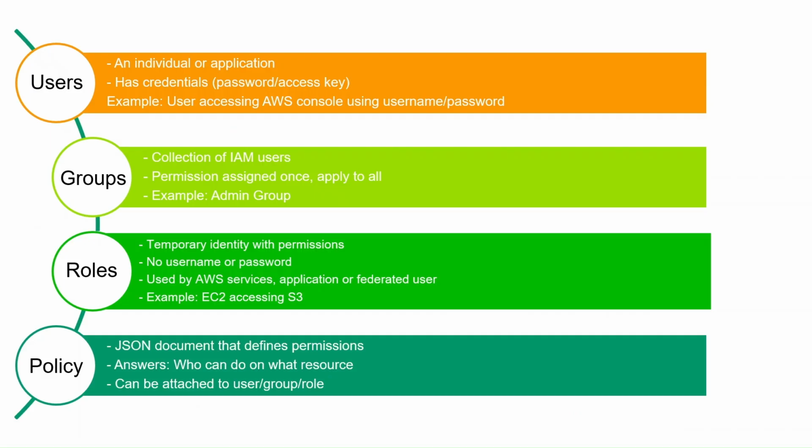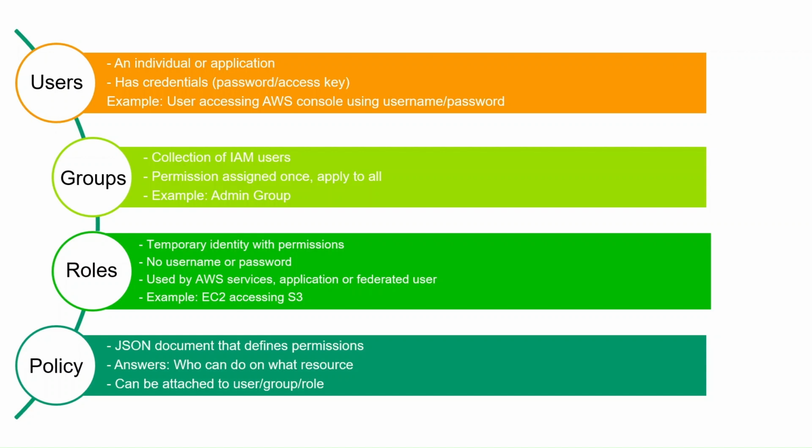So let's quickly understand users, groups, roles and policies. Users can be an individual, a user like you and me. We can create an application user who can log into the console, who can access the AWS services through the CLI and all those things. So that can be an individual, but it can be an application service as well. A user is someone who has credentials, who can use a username and password, or they can also use the access key and secret access key. Example: a user accessing the AWS console using a username and password.